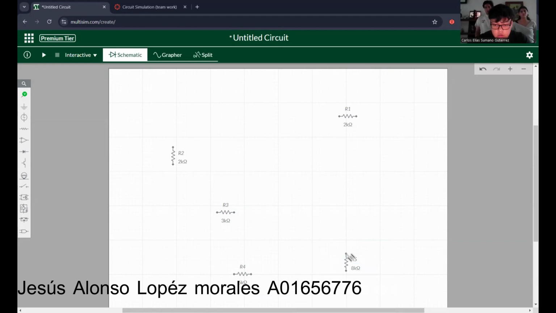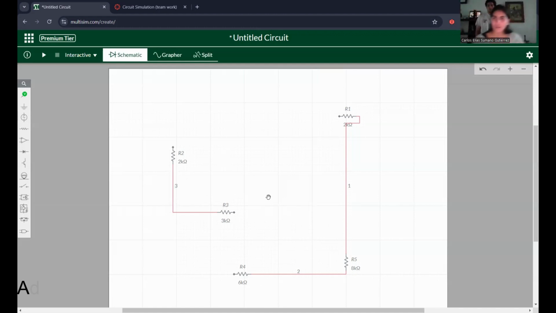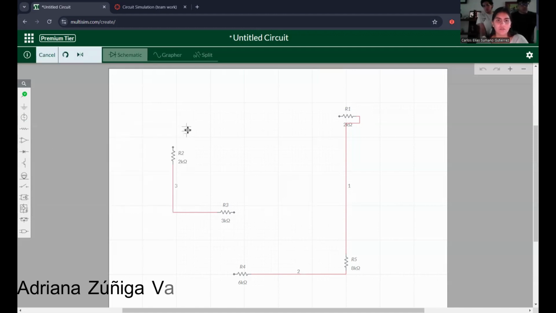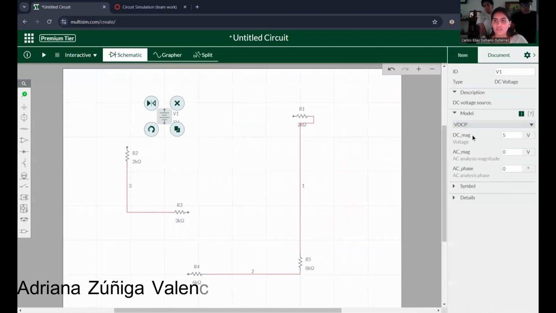Now, connect the junctions of resistor number 1 to resistor number 5, resistor 4 with resistor number 5, and resistor number 2 with resistor number 3. And my teammate does the connection. The next thing we have to do is get two independent voltage sources. We can get this one and change the symbol.